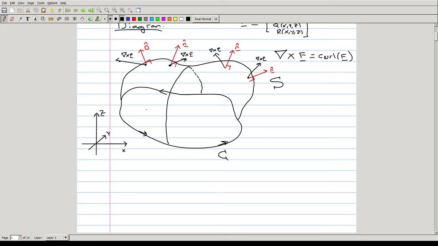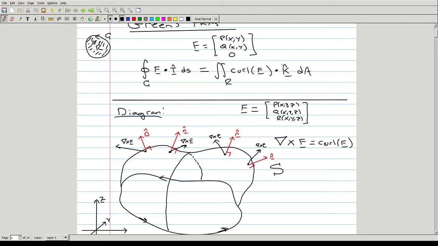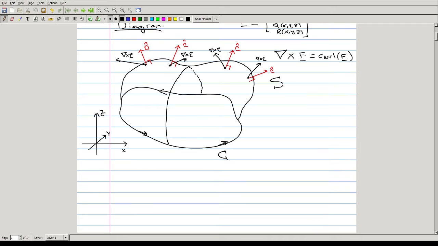So the Kelvin-Stokes Theorem is the statement that the accumulation of the normal component of curl, or the component of rotation around, the accumulation of rotation around every single point on this surface is going to be exactly equal to the circulation of the vector field F around the boundary. We'll see that it's a direct extension of this idea of Green's theorem in the plane, but it actually extends to general surfaces in 3D.